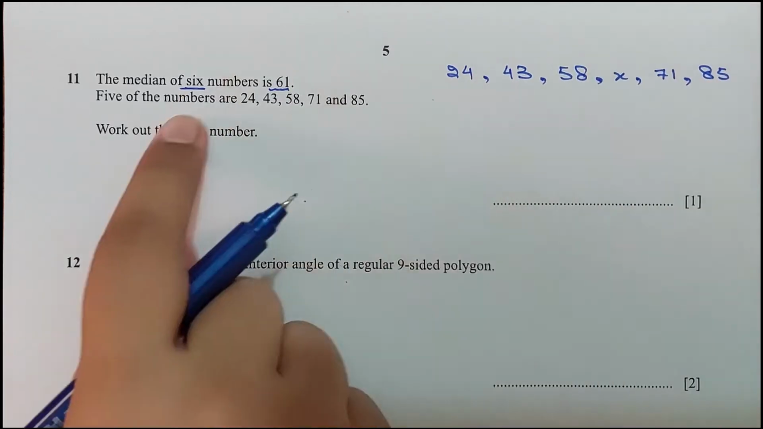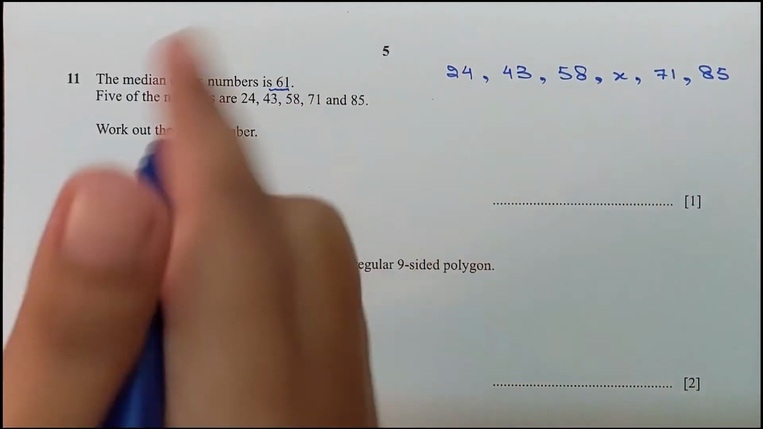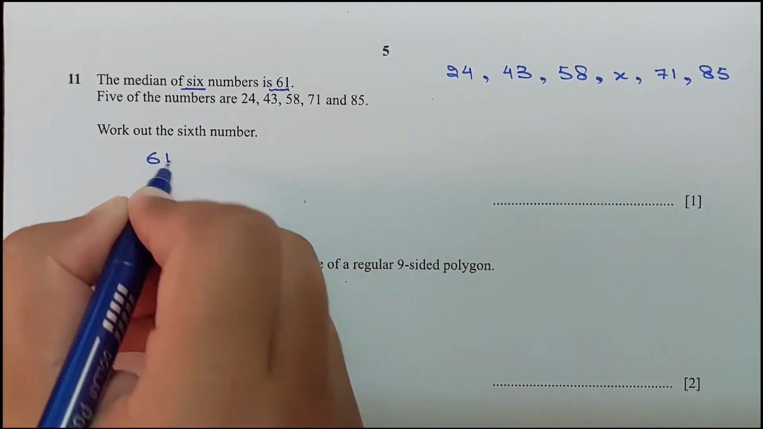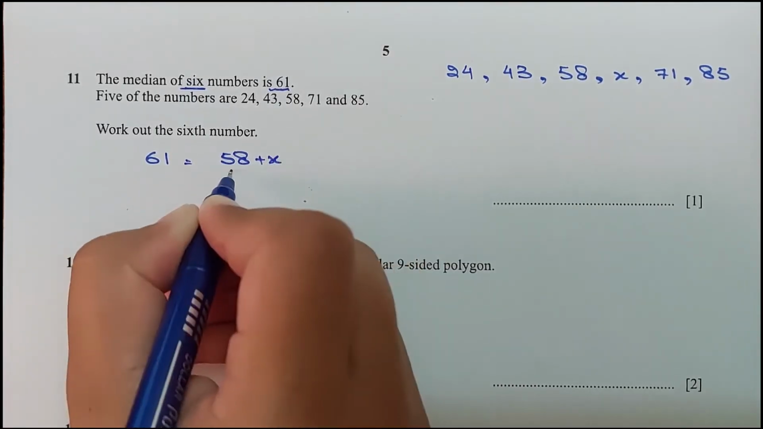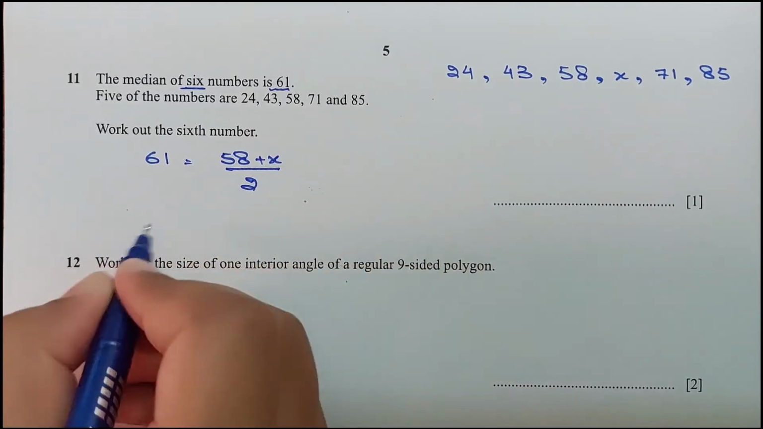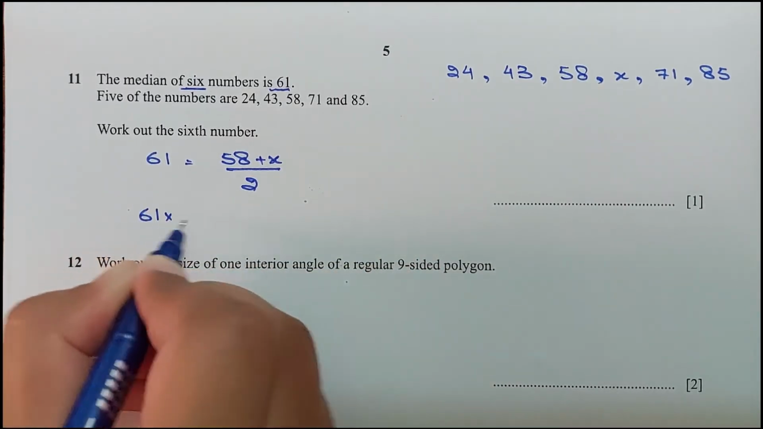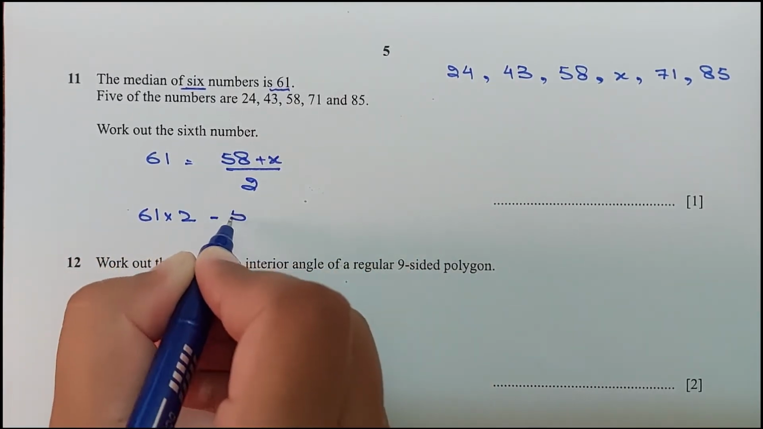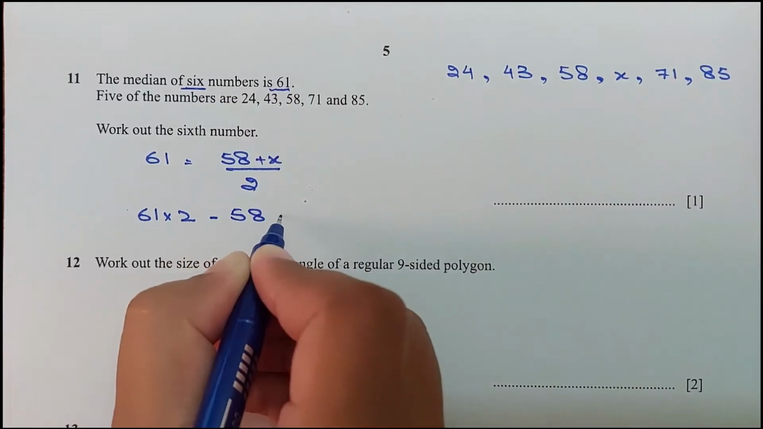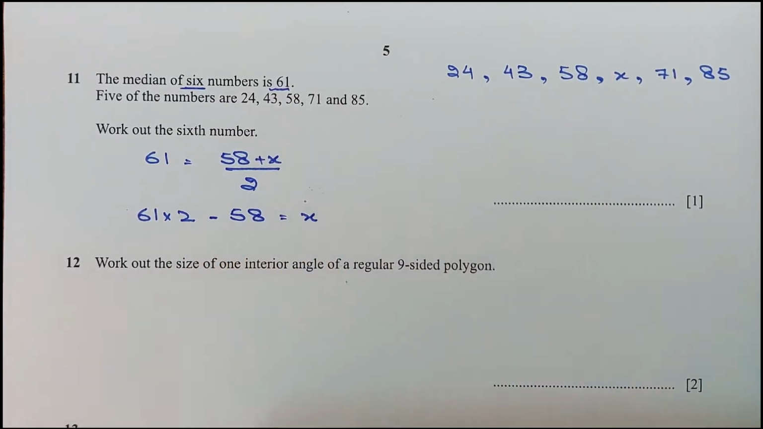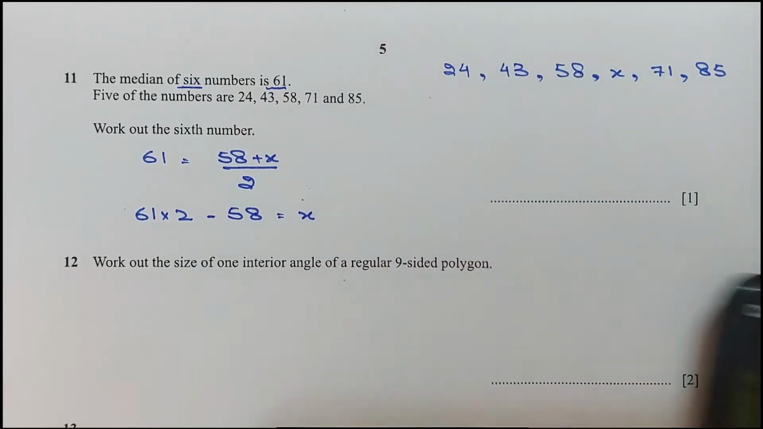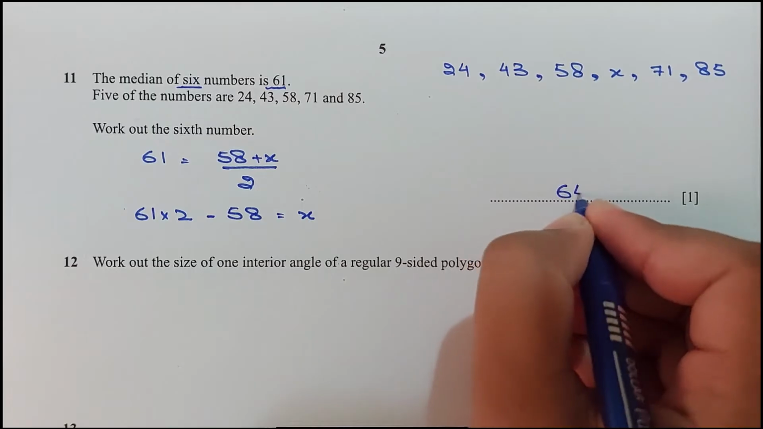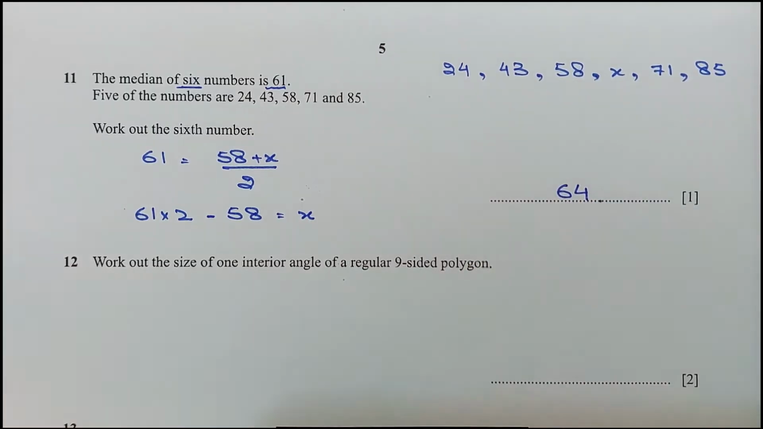Okay, the median of 6 numbers is the average of the two middle numbers. So the median is 61. This would be 58 plus some x, divided by 2. Okay, so 61 times 2 and take away 58. This would be the middle number x. Let me calculate 61 times 2 and subtract 58. This would be 64. So 64 is the 6th number, right?